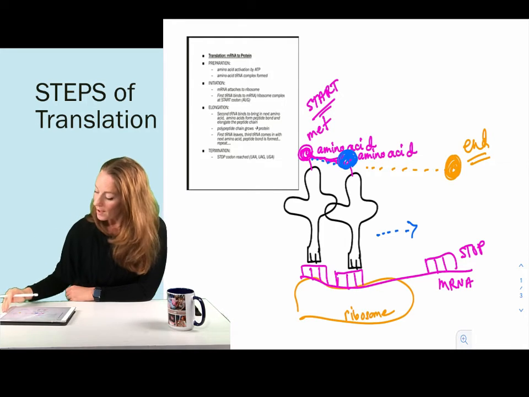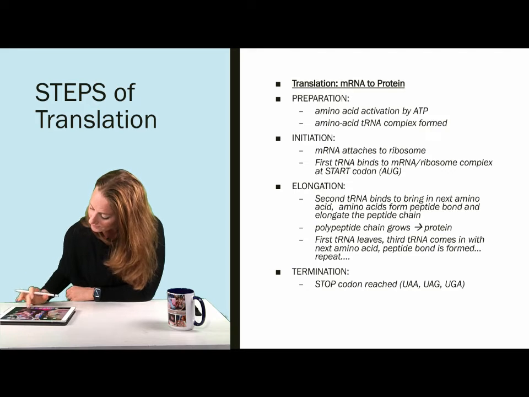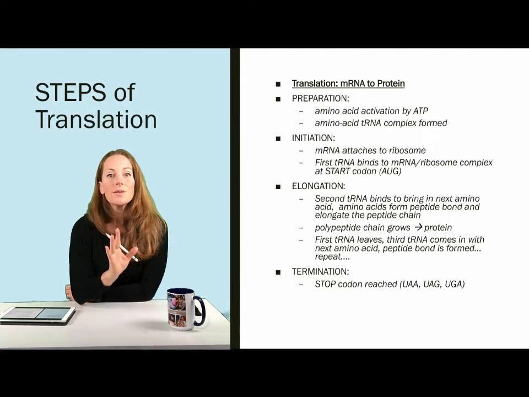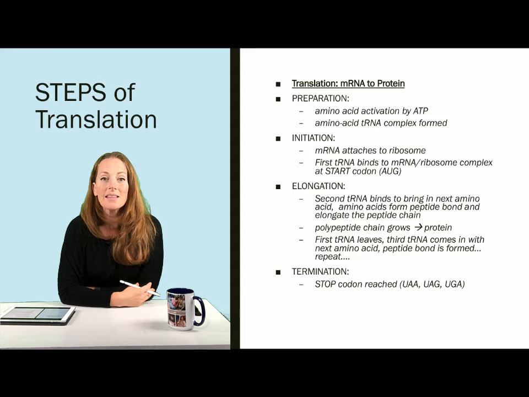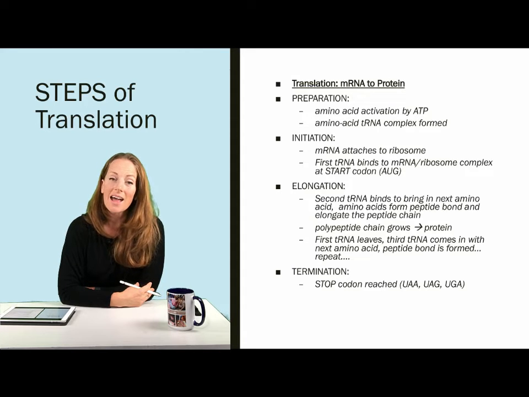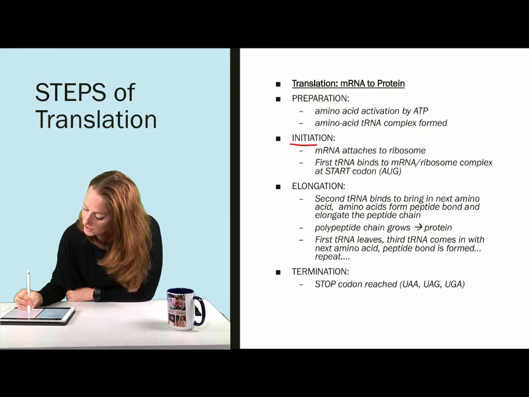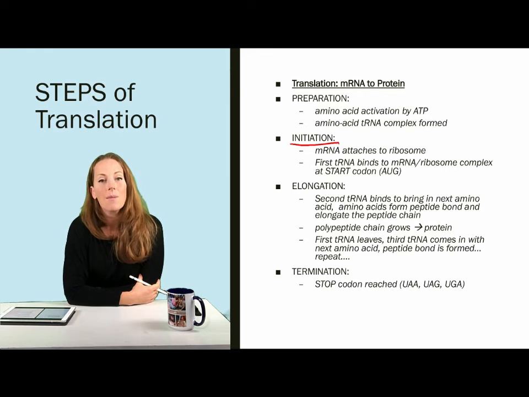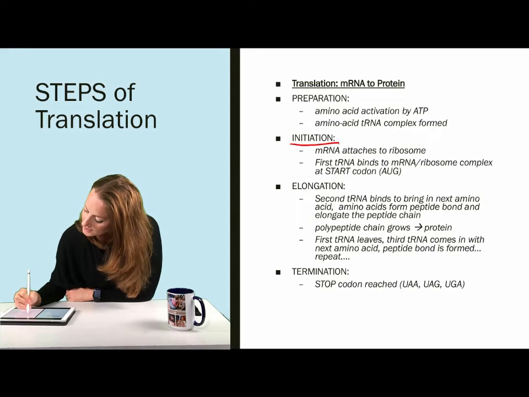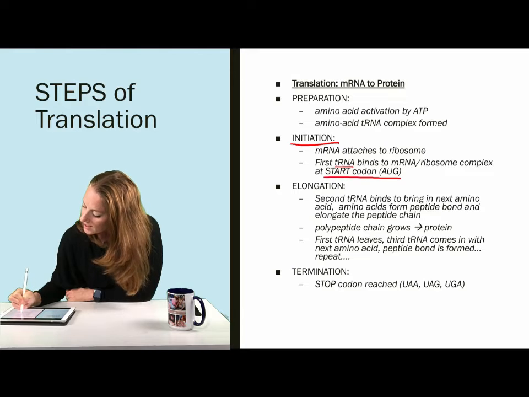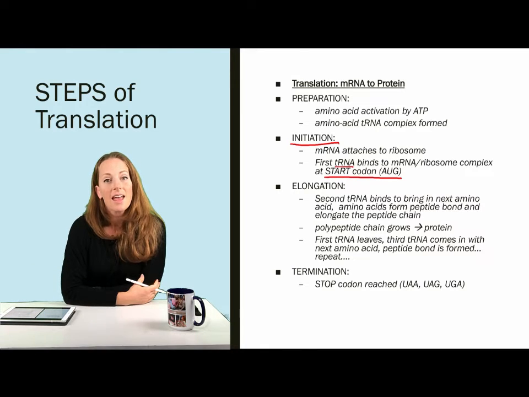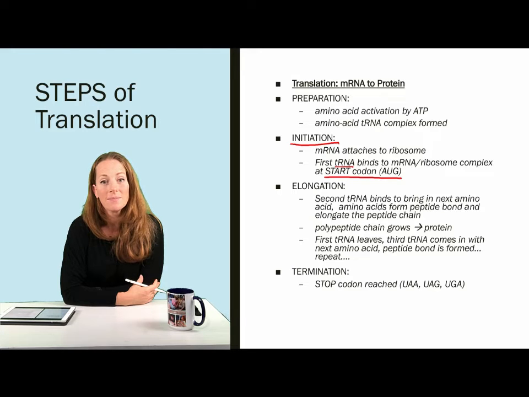So let's go back to the notes. So the preparation is activating the amino acid and getting it attached to the tRNA. Then we have initiation. This is when the mRNA attaches to the ribosome to get the process started. The first tRNA will bind to that start codon and add the methionine as that first amino acid.